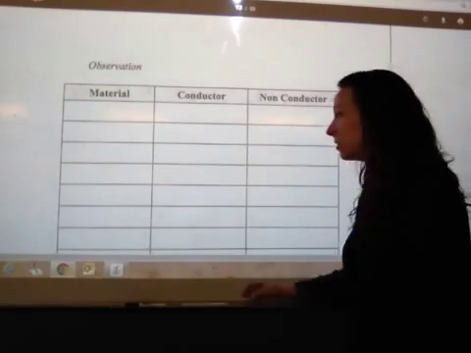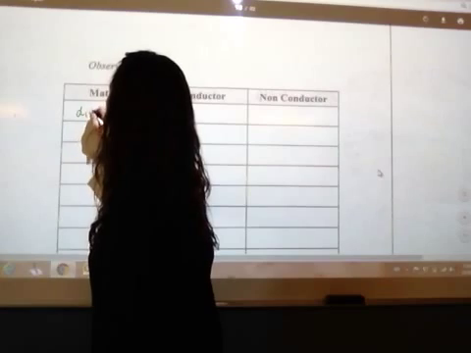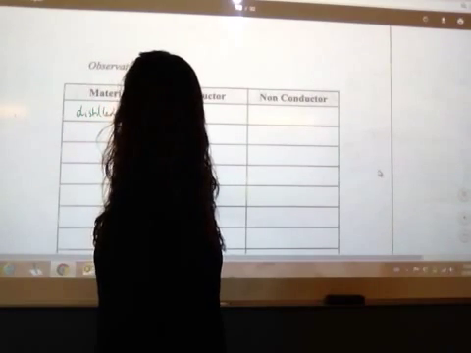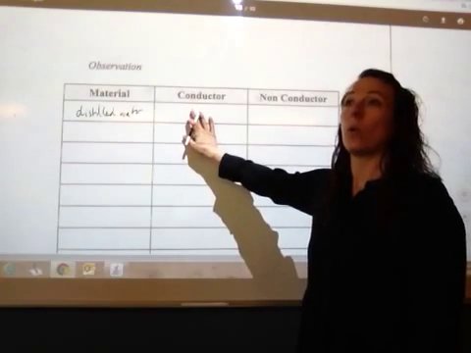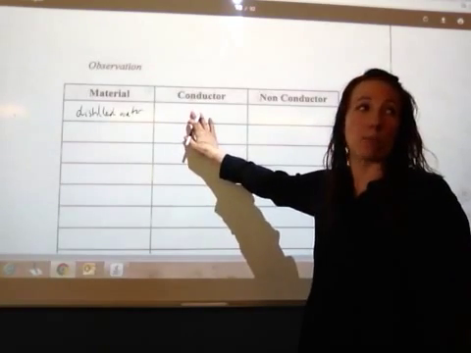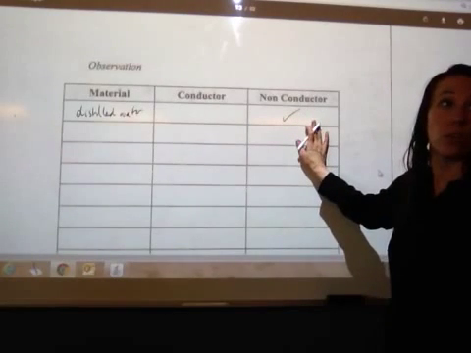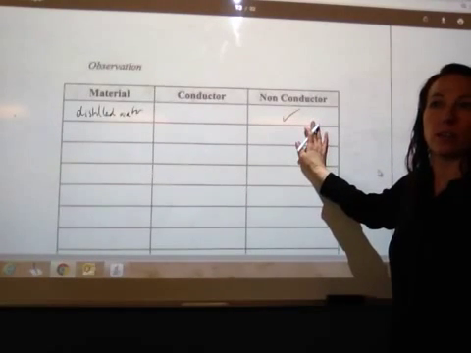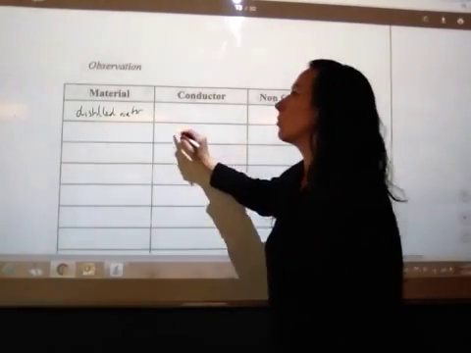So the first one is? Distilled water. Is it a conductor? No. Distilled water, not tap water. No, because it has no free ions. It's molecular. Remember? What's the next one?